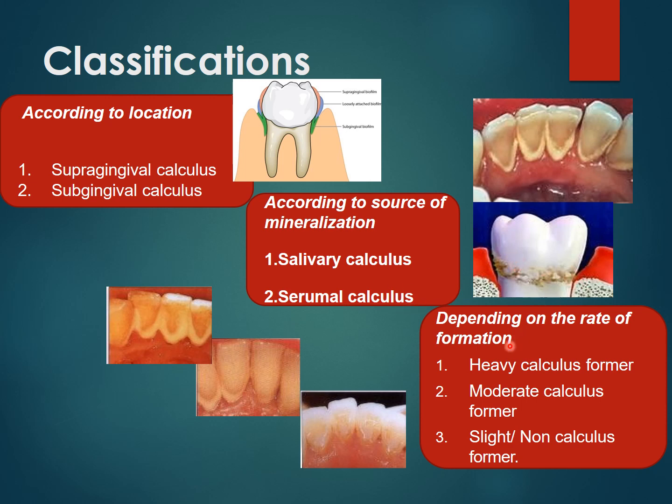The third one, depending on the rate of formation, is classified into heavy calculus former, moderate calculus former, and slight or non-calculus former. Removal of plaque and calculus leads to reduction in gingival inflammation and also an increase in attachment. Both supragingival and subgingival calculus can be seen on radiographs. Highly calcified calculus deposits are readily seen as radiopaque projections.